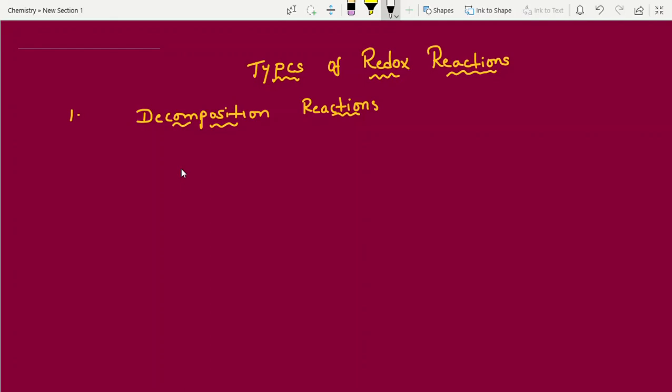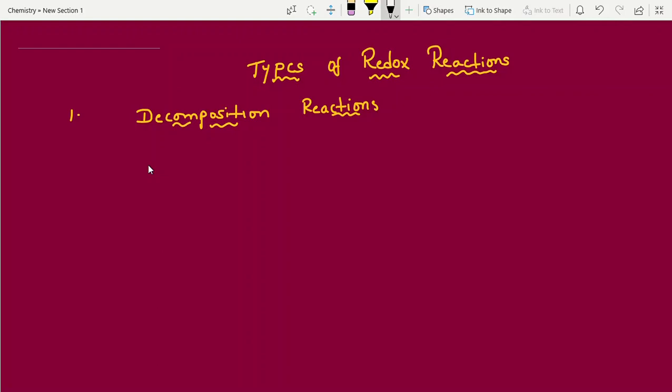In today's class, we are going to discuss types of redox reactions. This is one of the important topics in redox reactions, and competitive versions also include the disproportionation reaction and comproportionation. These two reactions play a very important role, so I am going to explain all these questions in today's session. First, let's start with the decomposition reaction.